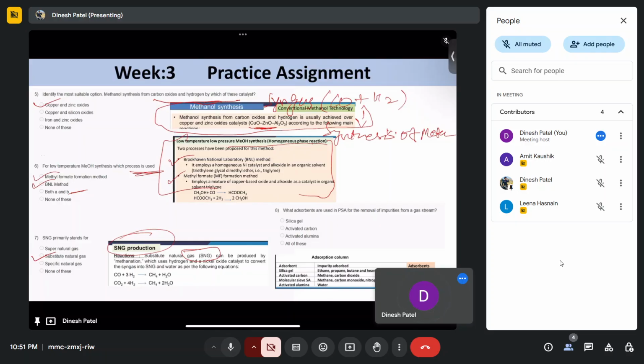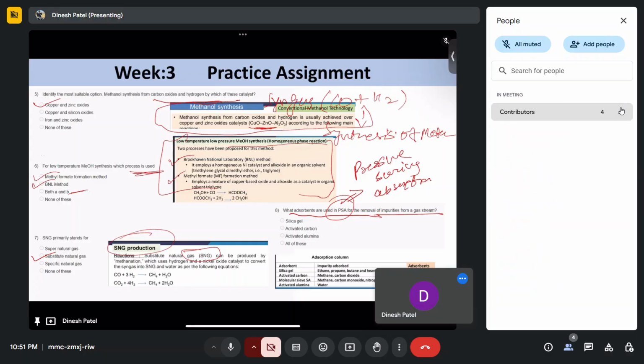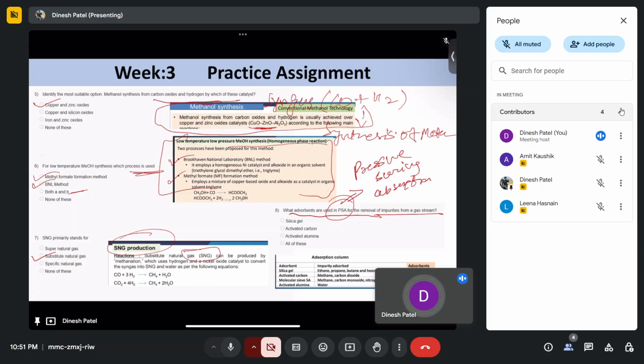Another question is: what adsorbents are used in a PSA for the removal of impurities from the gas stream? PSA is pressure swing adsorption. As you can see, it is also mentioned in your slide. You can use different adsorbents for removing the impurities from the gas stream. So the correct answer is silica gel, activated carbon, molecular sieves, activated alumina. All of these are correct. So B.